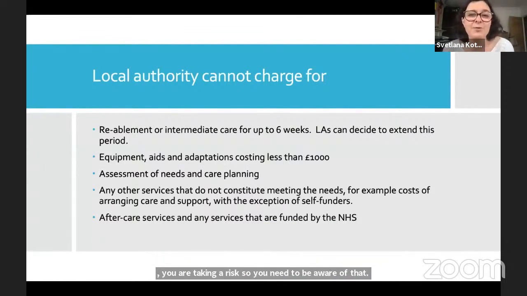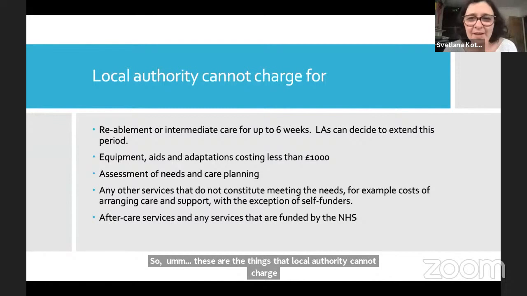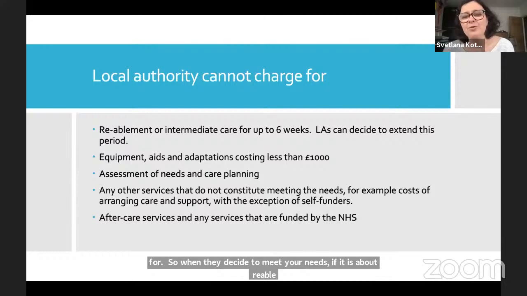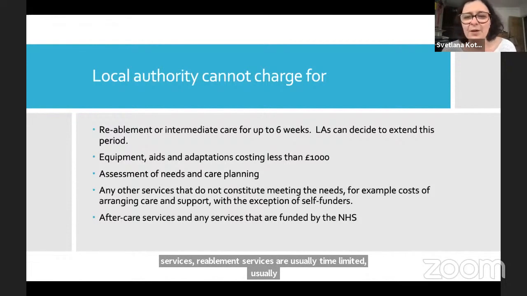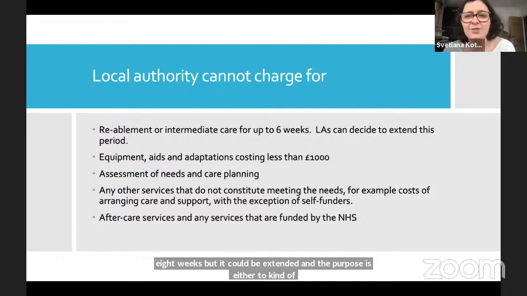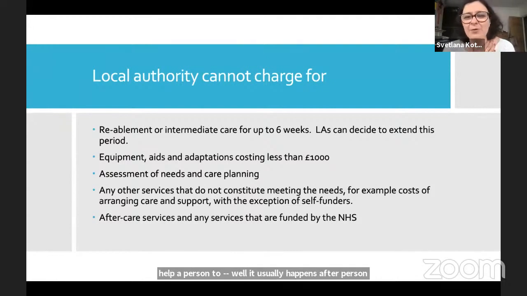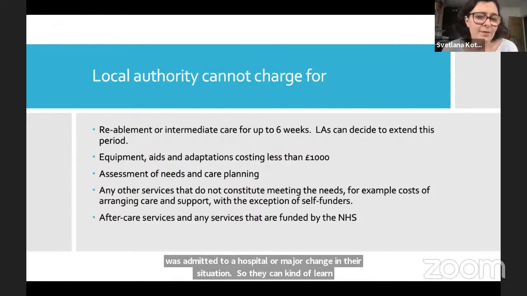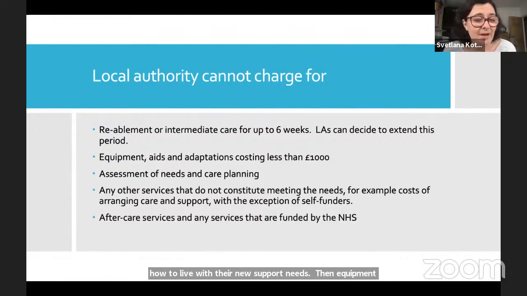These are the things that the local authority cannot charge for. So when they decide to meet your needs, if it is about reablement services, and reablement services are usually time limited, usually 8 weeks, but it could be extended. The purpose usually applies after a person was admitted to hospital or had a major change in their situation, so they learn how to live with their new support needs. Then equipment, which means aids and appliances costing less than £1,000.